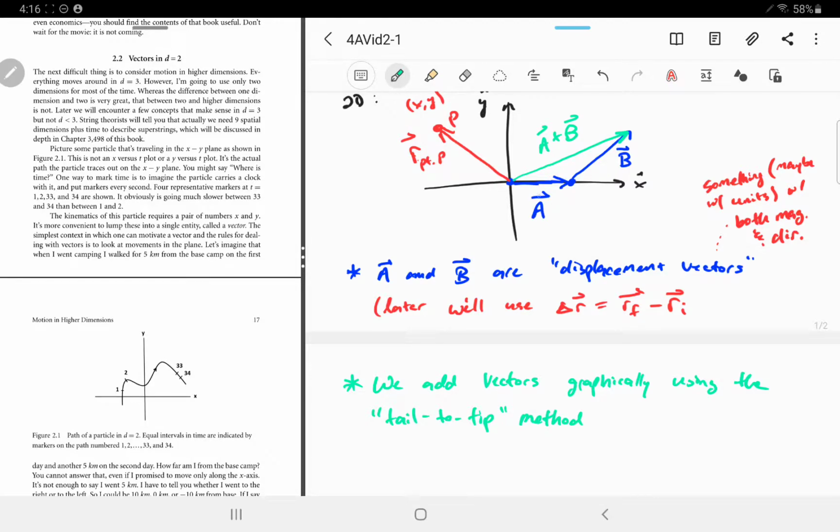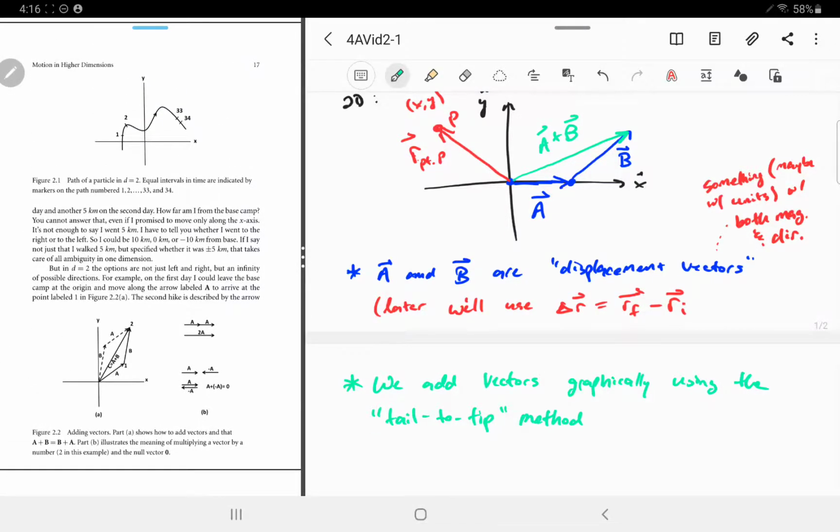Okay, so notice how it's just like a chain of putting them together. So if you can write down A, and then where A ends, that's where B begins, and then you draw B on there. And then from the very beginning to the very end, that'll be the sum of all those vectors.